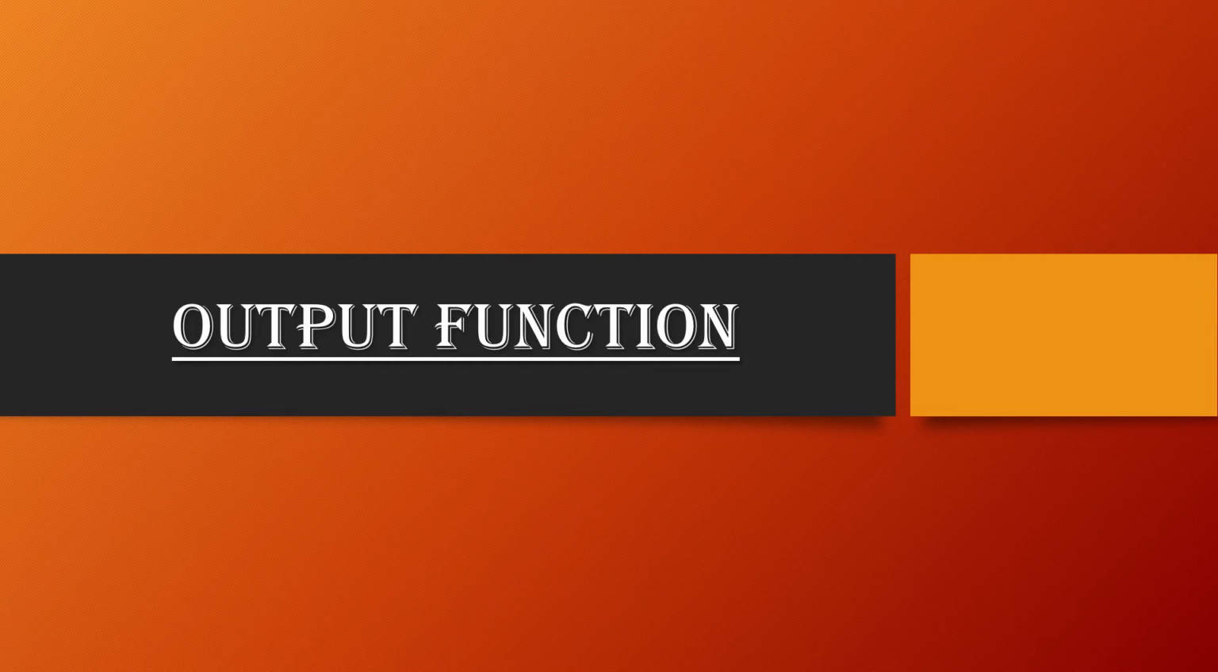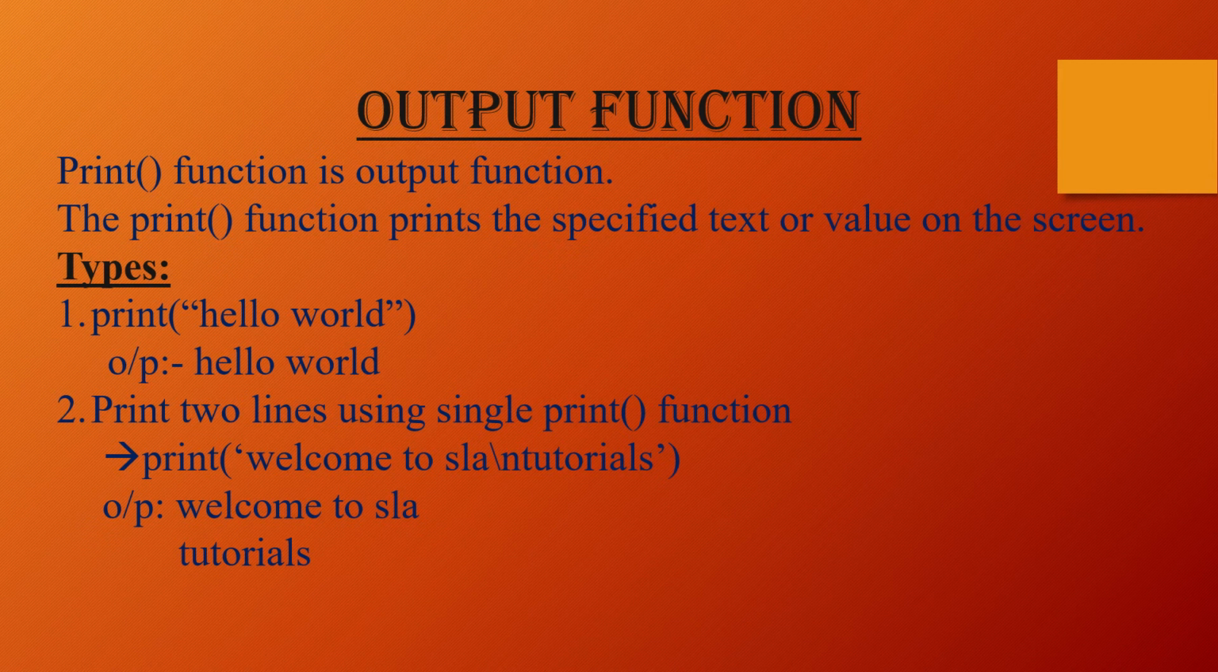In this video, we are going to learn about output function in Python. In Python, print function is used as output function. The print function prints the specified text or value on the screen. Whatever the text we write inside the single quotes or double quotes in print function will get it as output on the screen. We can use this print function in many types.